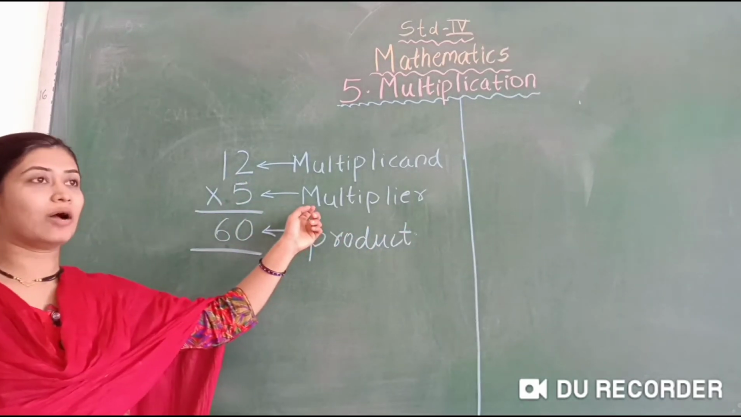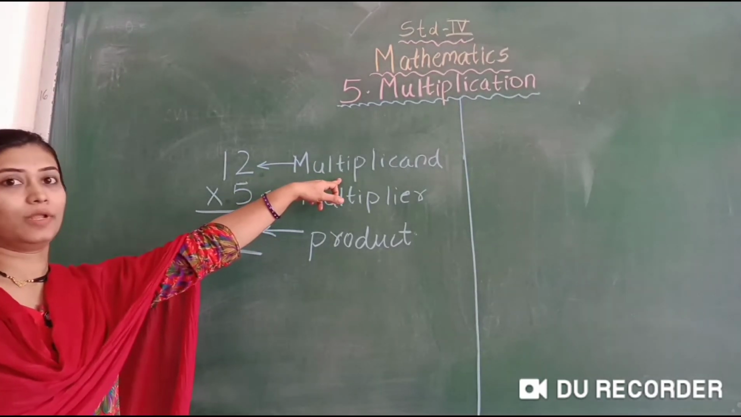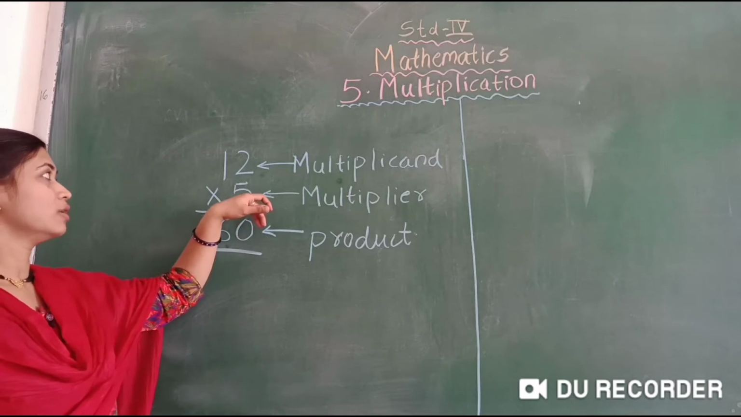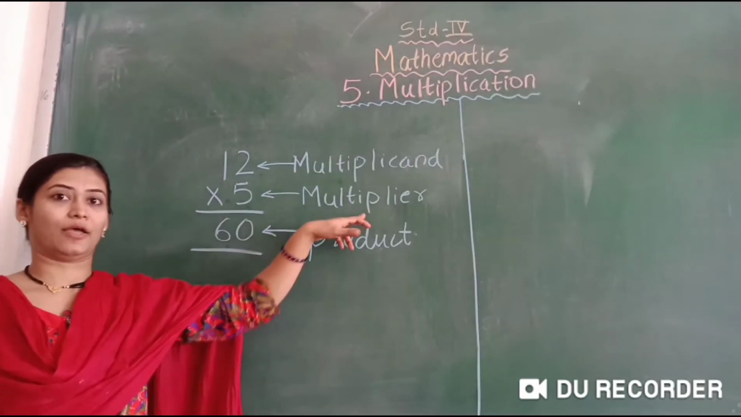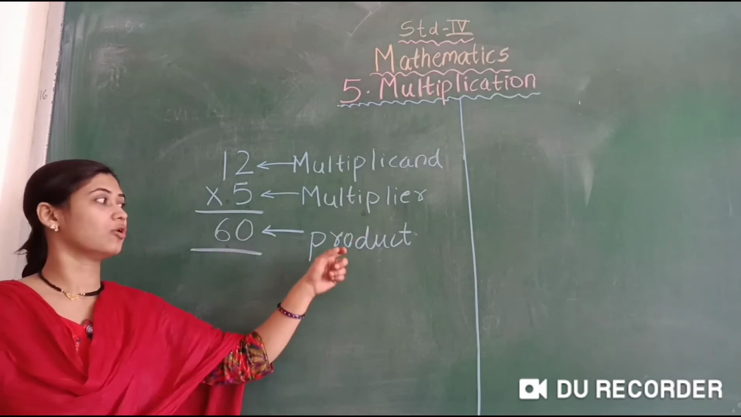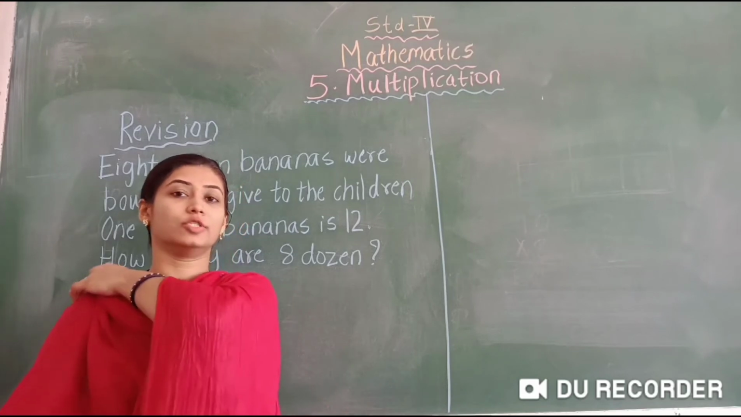Have you all understood now? The number which is getting multiplied is called the multiplicand, and the number by which the multiplicand is being multiplied is called the multiplier, and the answer which we are getting is called the product. Okay, now let us start with a revision.